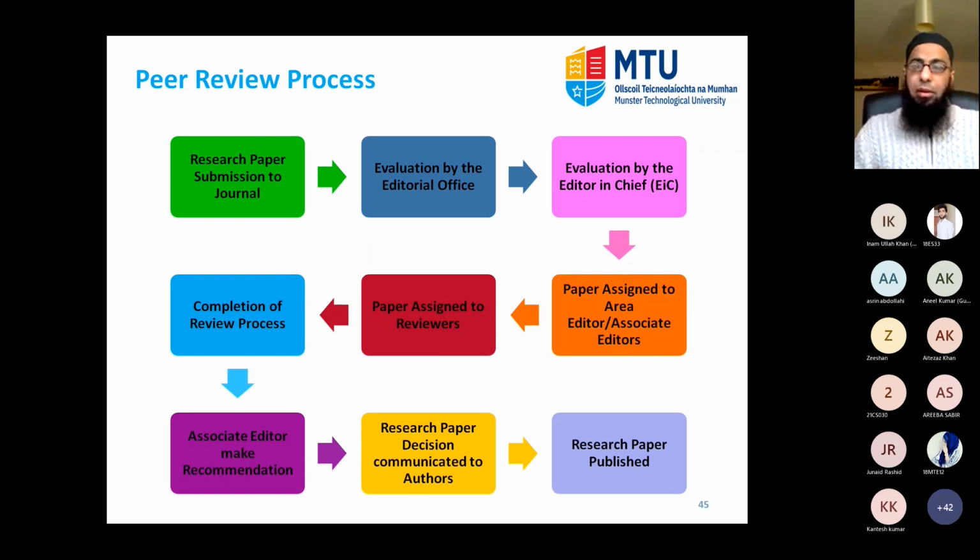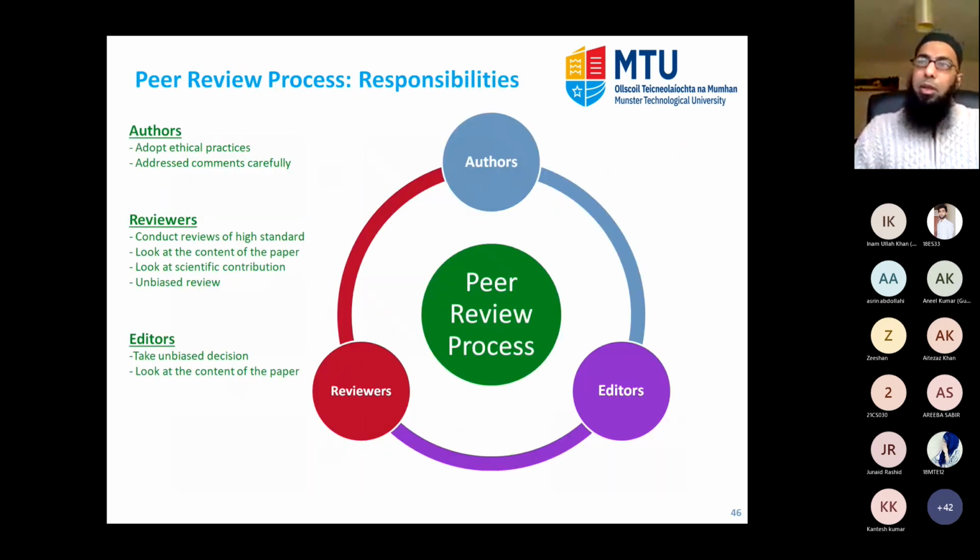There are a lot of technical details. There are a lot of aspects in it. But if you look at the peer review process, the peer review process is there to ensure the quality of the scientific research that is being published. If someone tries to manipulate the peer review process, definitely they may get their paper accepted, but it is unethical both in the scientific community and religiously as well.